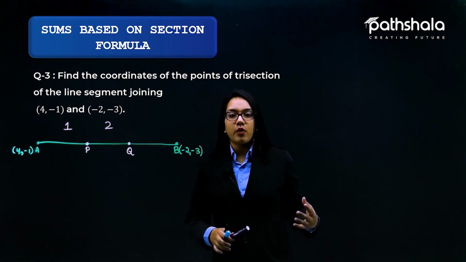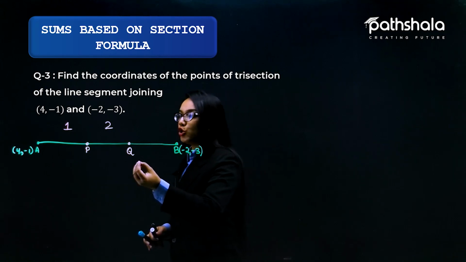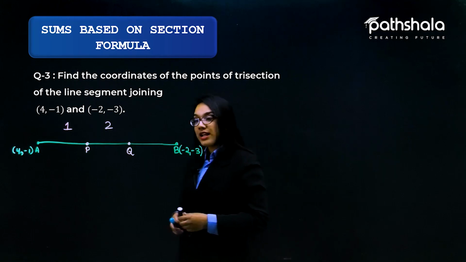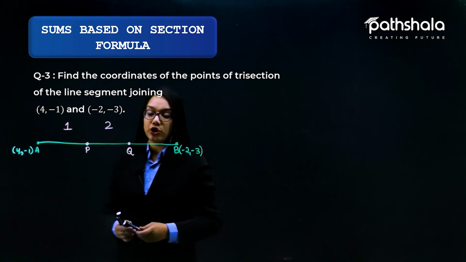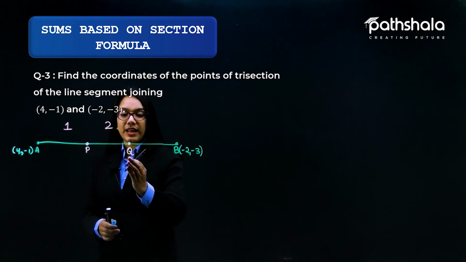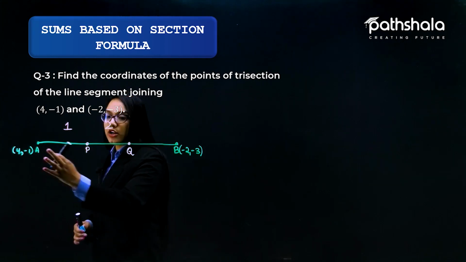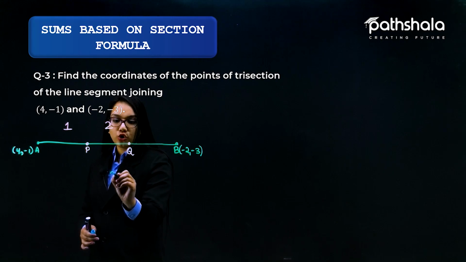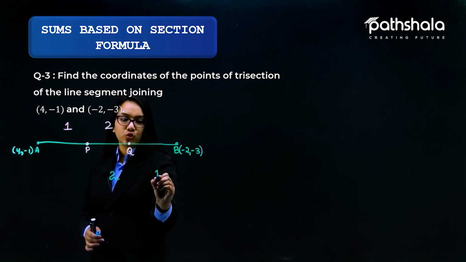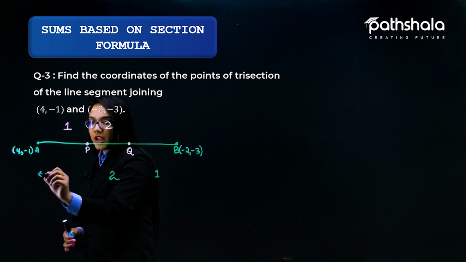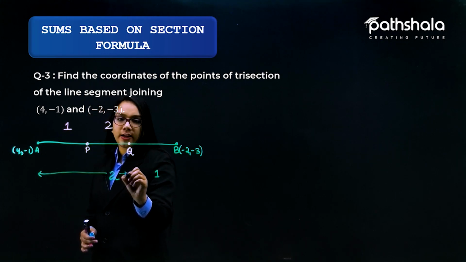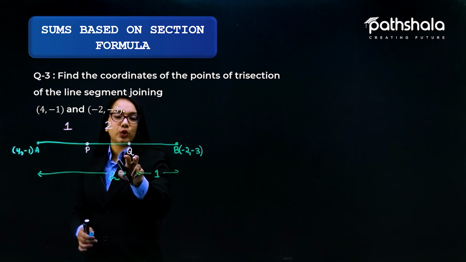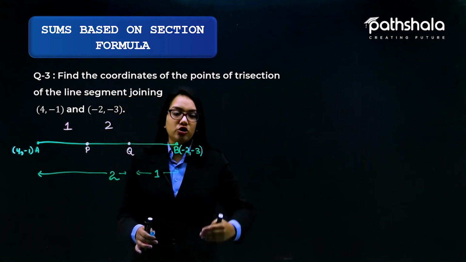Now let's talk about the ratio of the point Q. Again, from Q to A there are 2 sections. It means it is dividing the whole AB in the ratio 2:1, because here we have 2 sections and here we have only 1 section. So the ratio for the point Q is 2:1.